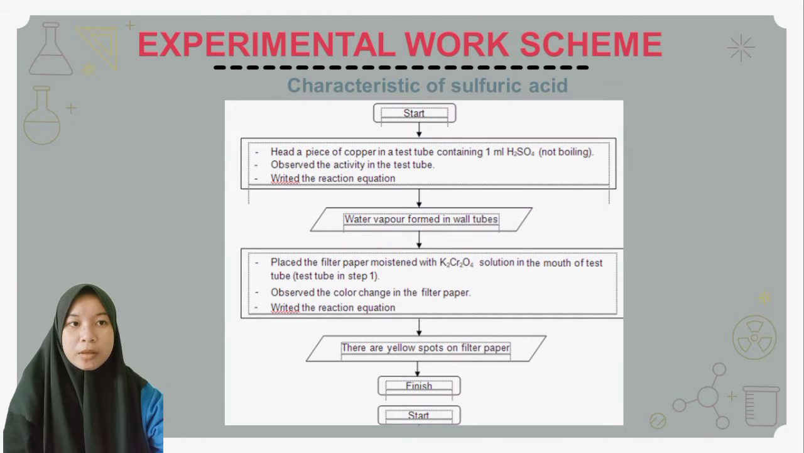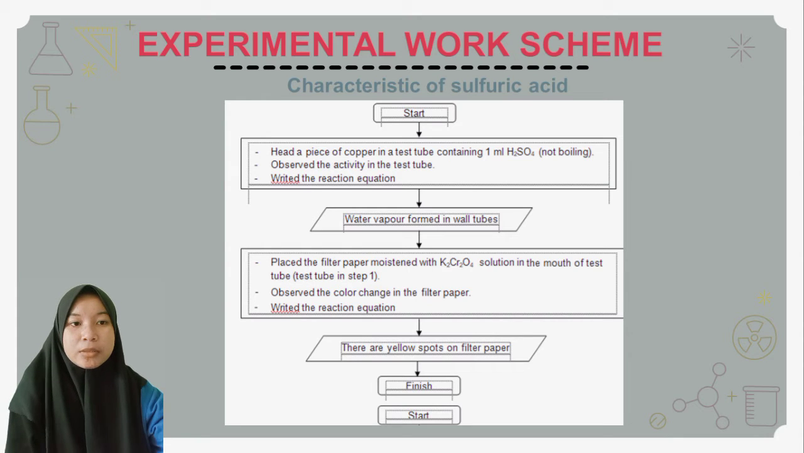Next, work scheme: characteristics of sulfuric acid. One, heat a piece of copper in a test tube containing 1 ml of sulfuric acid, not boiling. And two, observe the activity in the test tube. And three, write the reaction equation. And next, water vapor forms on the walls of the tube.